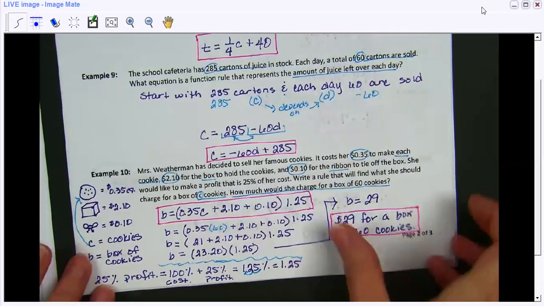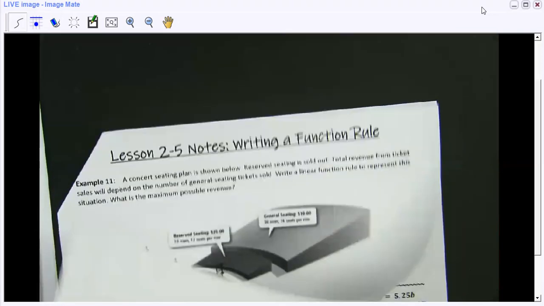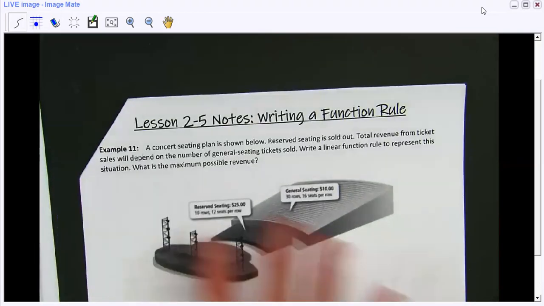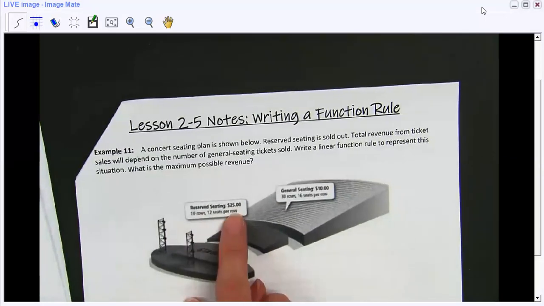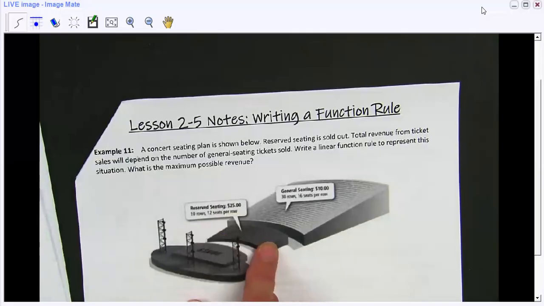All right, let's go ahead and go to page 3. So we just have 2 problems left. So a concert seating plan is shown below. Reserved seating is sold out. Here's our reserved seating. It was $25 per seat, 10 rows, 12 seats per row. We'll figure out how much that was in a minute. Total revenue from ticket sales will depend on the number of general seating tickets sold. Write a linear function rule to represent the situation and what is the maximum possible revenue.